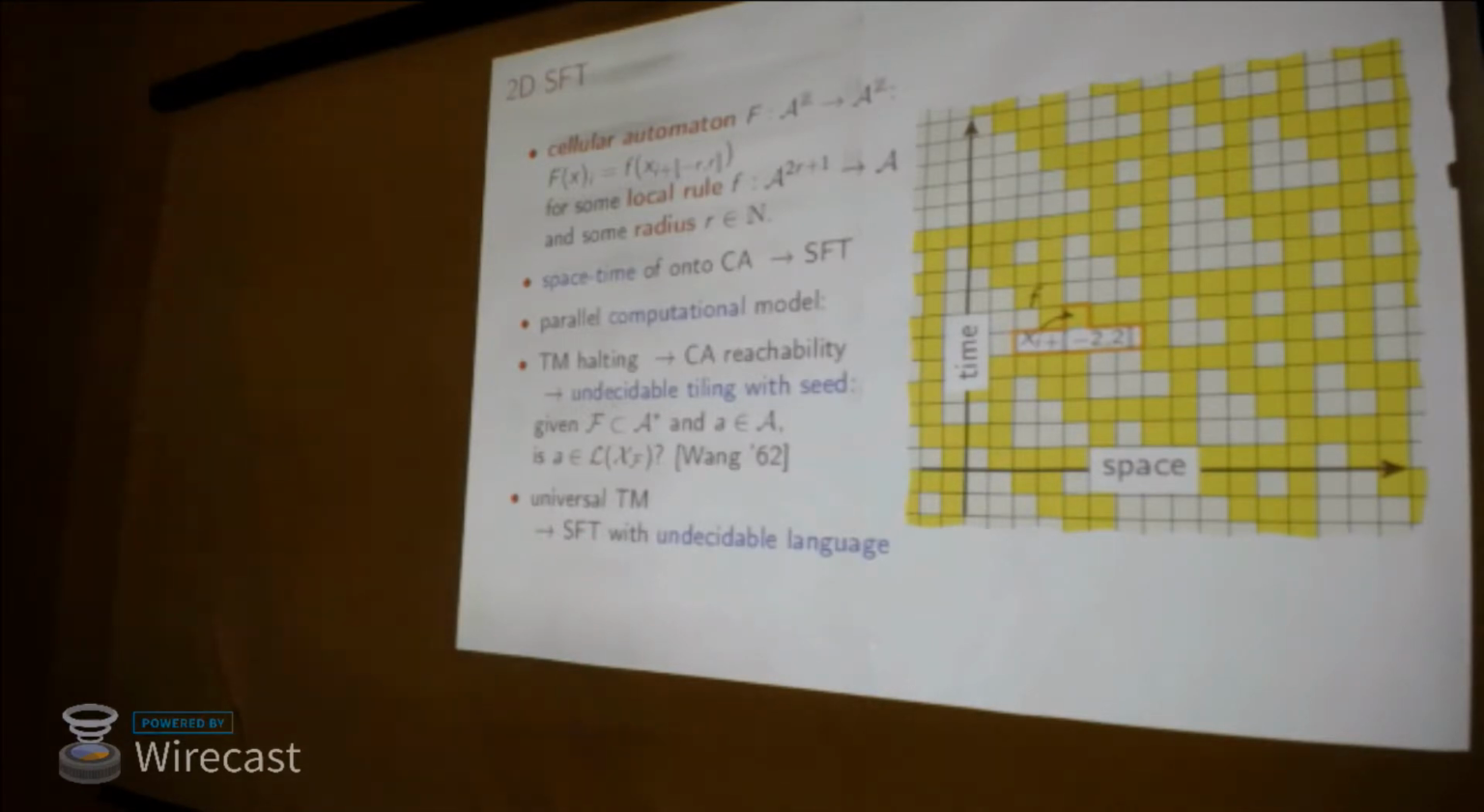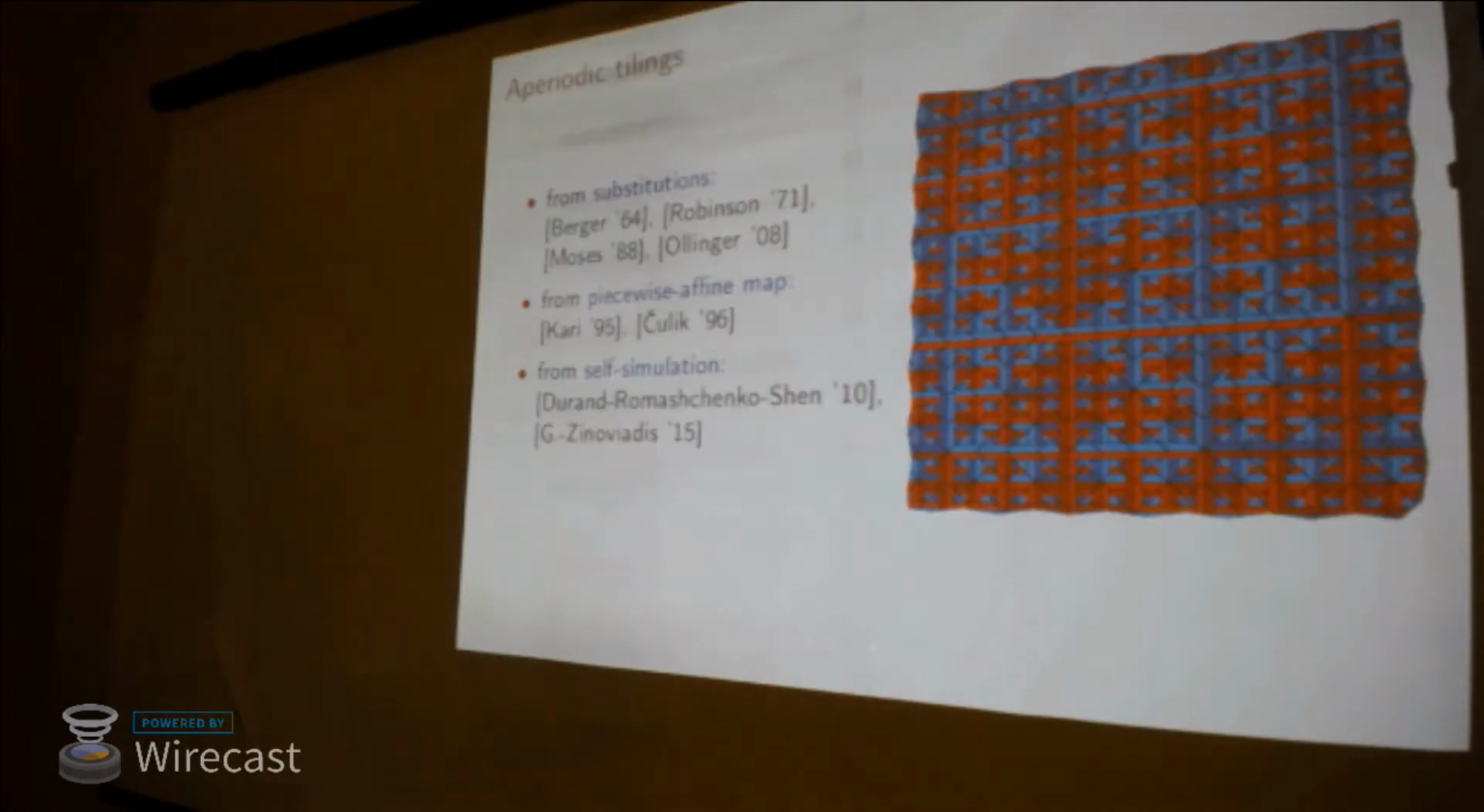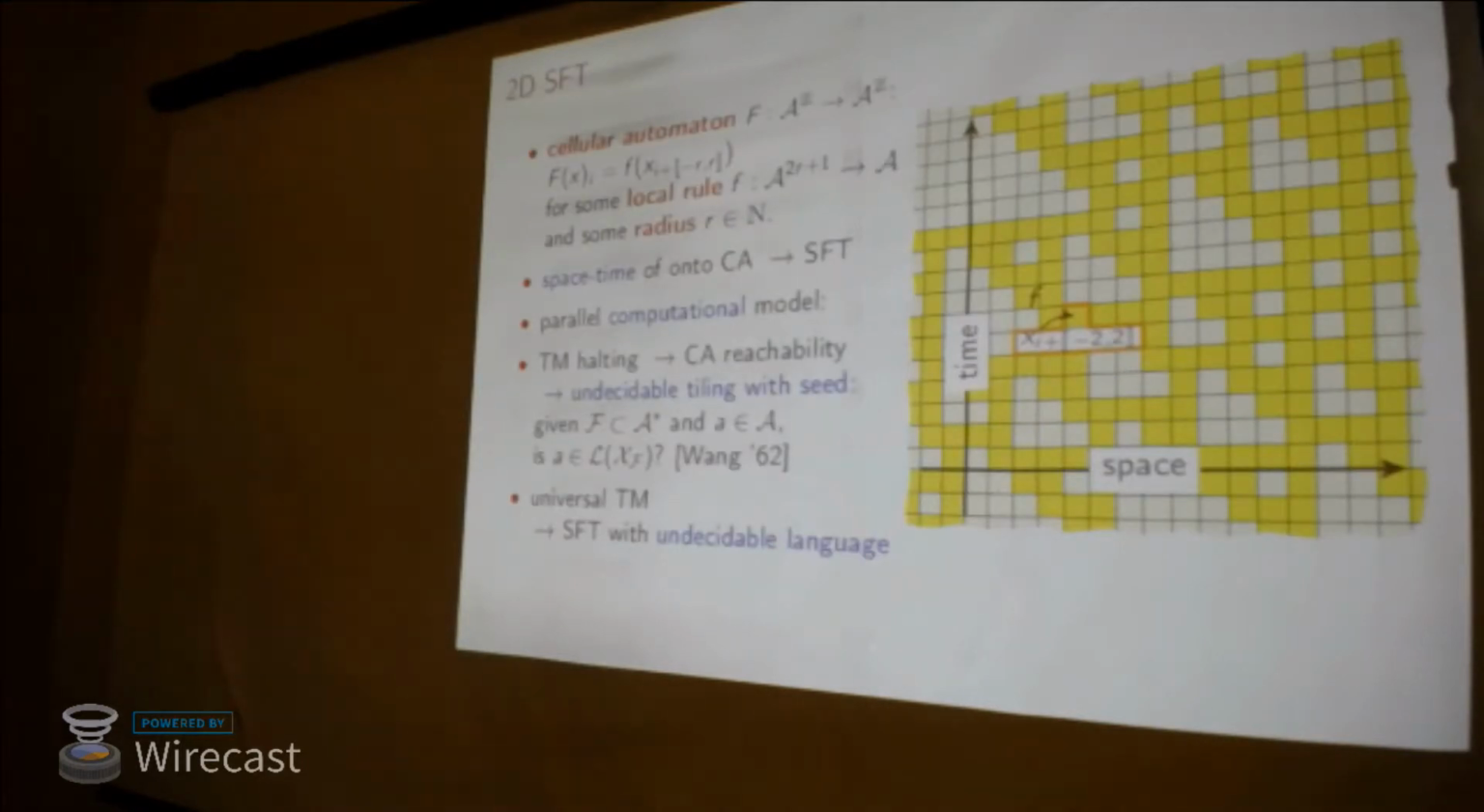Okay, with the same arguments, if I embed a universal Turing machine in my simulation, I get some specific subshift of finite type with undecidable language. What does it mean? It means that I have a fixed set of tiles, and it's undecidable whether, starting from some finite pattern, you will be able to extend it to a tiling of the plane or not. But it's not yet the undecidability of the tiling problem.